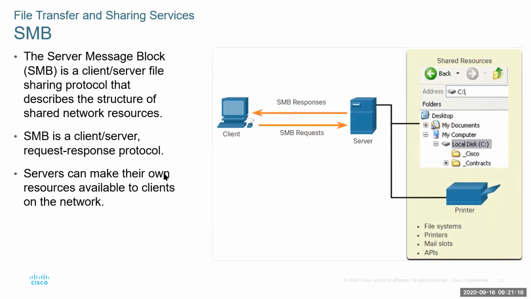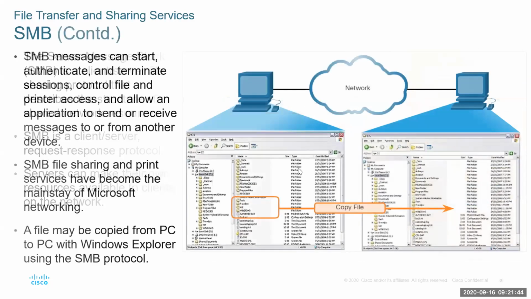SMB, or typically known as server message block, is just a sharing protocol. You might know it as Samba in some other cases. But the idea is that you're going to transfer this across. This is typically within Windows clients. So you have SMB shares and things that you can mount as remote network drives to your local system. You could also have a printer where you have API access to it through the network as well. Messages can start, authenticate, and terminate different sessions, and control printer access and files, etc.